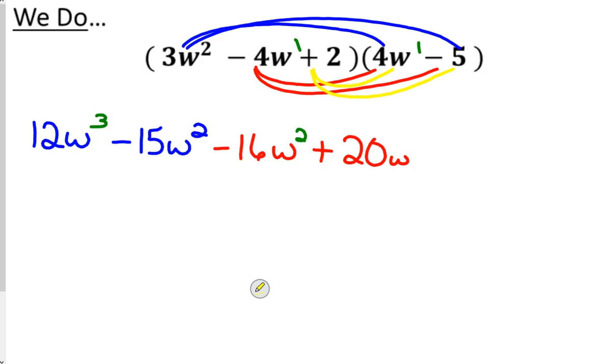So a positive times a positive is going to be a positive. 2 times 4 is 8. And no W times W is still W. And moving on to 2 times -5, a positive times a negative is going to be a negative. 2 times 5 is 10. And there's no W's for us to worry about.